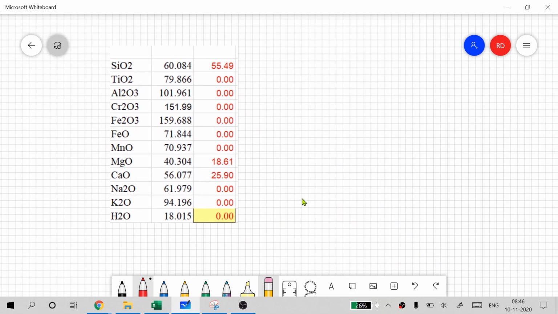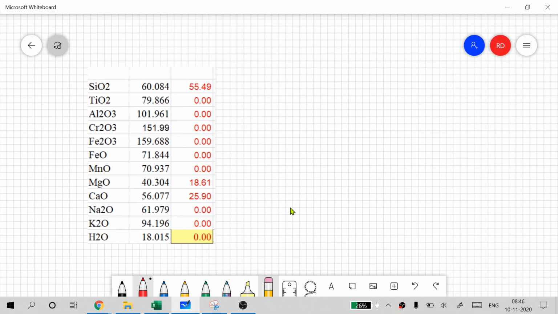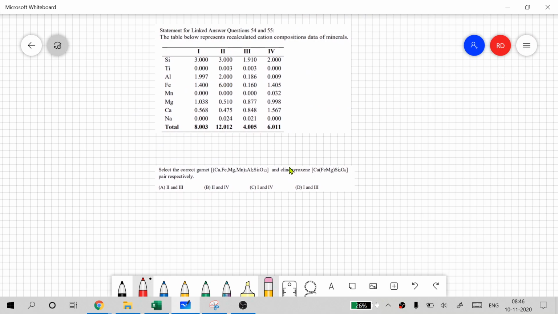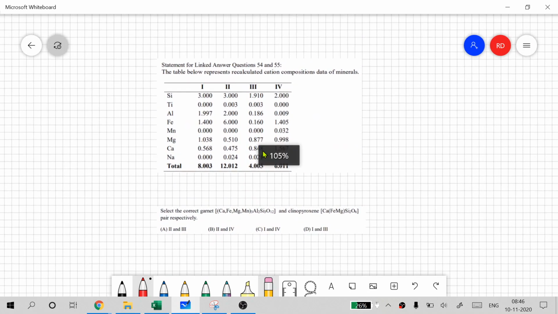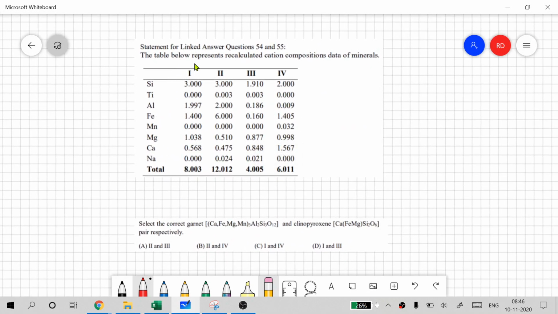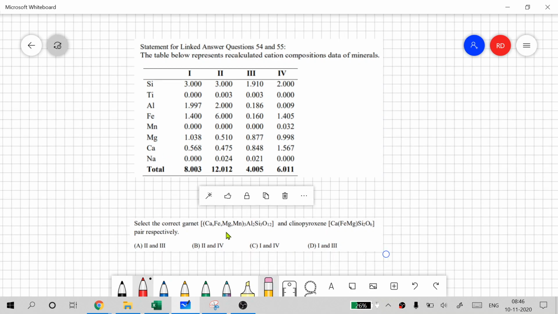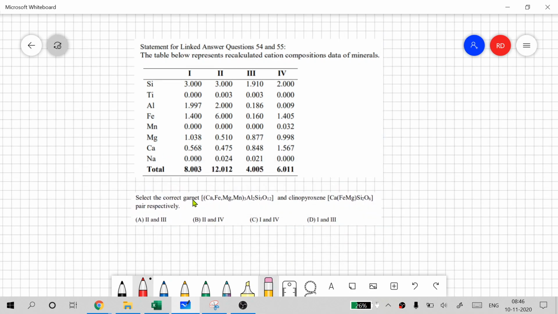Yes. So first let's start with this problem here. This was the problem that was asked in the 2013 examination, and you're given this table and you have to select the correct garnet and clinopyroxene pairs out of these. This is a 10-second question only from this part, but you need to still take some effort to analyze what is happening here, and you should know what the recalculated cation composition data is.